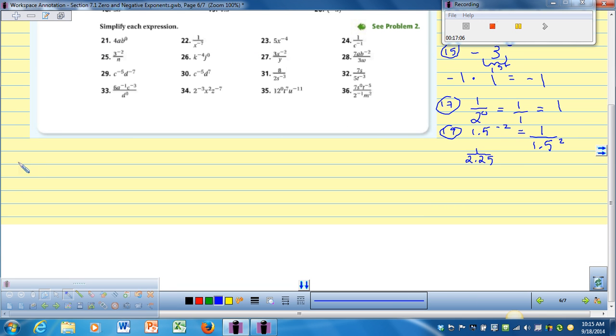All right, 21. So now we start combining all these things together. 4a b to the 0. What is being raised to the 0 in this one? Is it 4ab being raised to the 0? Do you see parentheses at all? No. So only b is being raised to the 0. So we get 4 times a times what? Anything to the 0 is 1. So this is just 4a.